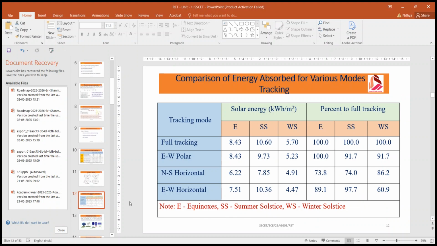So in these cases, E is indicated for the equinox, and S is indicated for the summer solstice, and W is indicated for the winter solstice. So in both the winter and summer seasons, how much tracked percentage of solar energy is produced through the temperature changes is shown in that particular table.